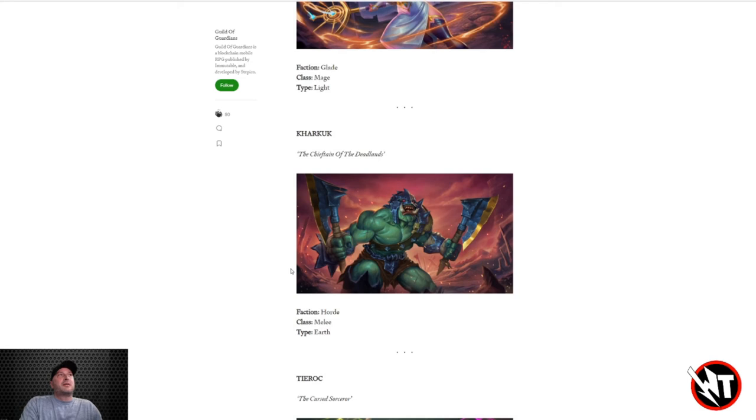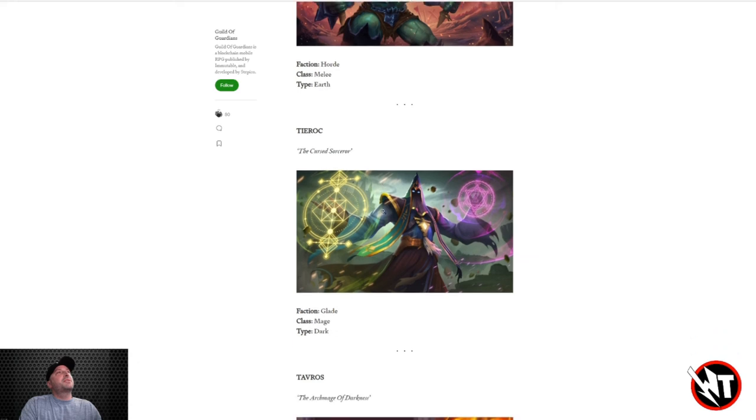Next up, well, I'm probably going to butcher this name. Karkuk, Chieftain of the Dreadlands. Very, very cool looking. Boy, this just sings of a couple of companies, but you know, there might not be a copyright issue. This is like a common theme, but again, be careful. Faction Horde, Melee, Earth.